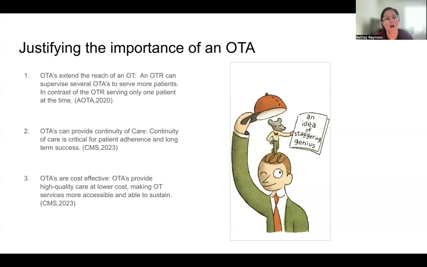Something to consider. OTAs can provide continuity of care. Continuity of care is critical for patients' adherence and long-term success. Like we said, transitioning from hospital to the house and continuing their care improves their general quality of life, enables them for success in their treatment, reducing the risk of falls and re-injuring themselves. The last important one that I would have to point out is that OTAs are cost effective. OTAs provide high quality care at lower cost, making OT services more accessible and sustainable.